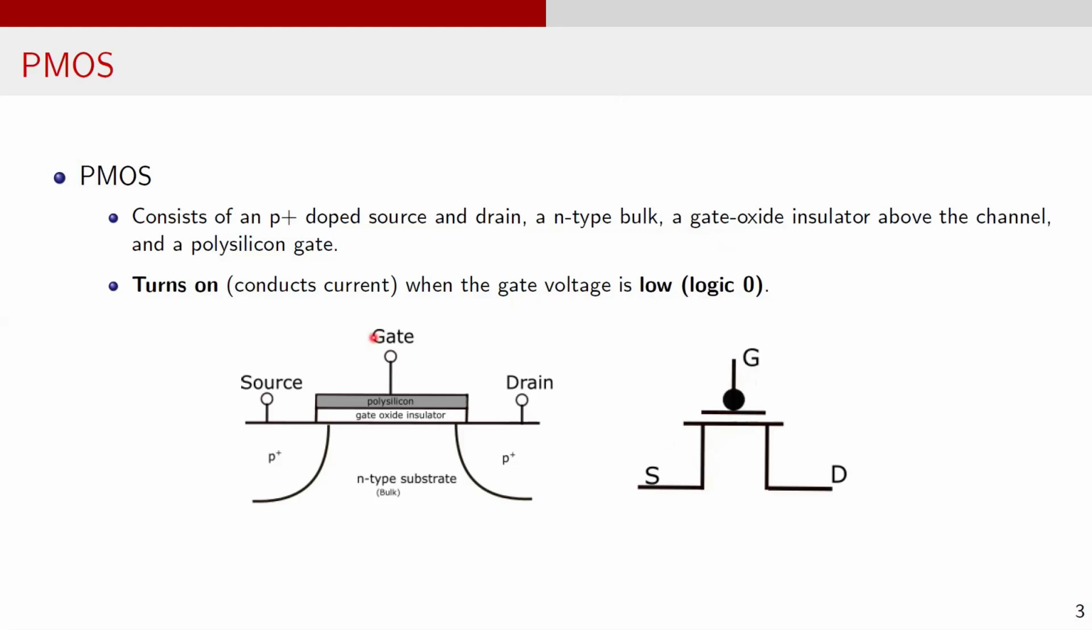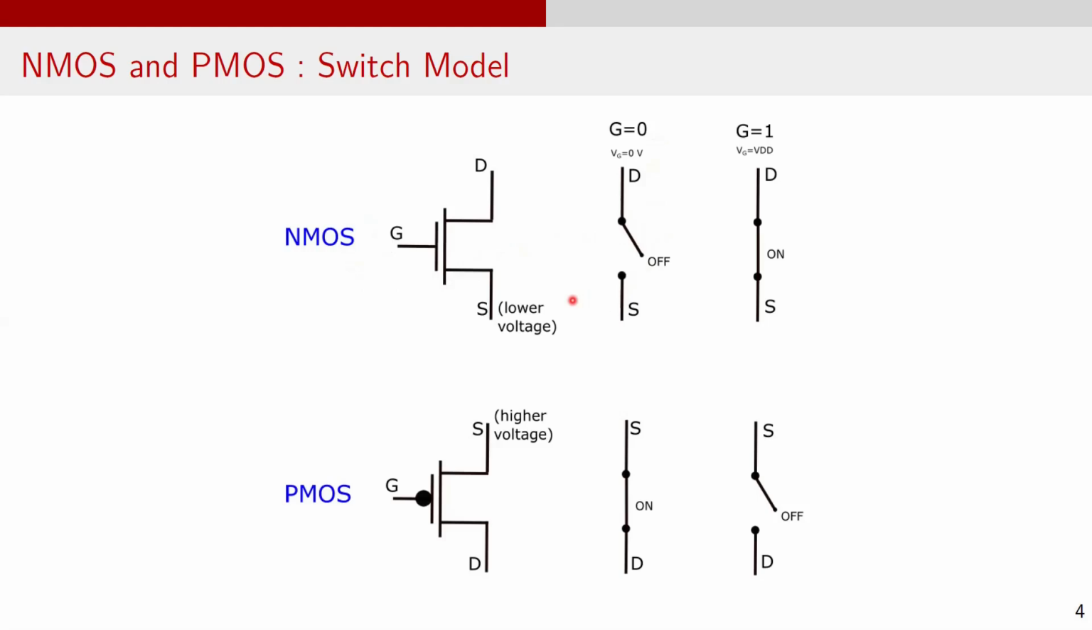The PMOS transistor consists of P plus doped source and drain regions, N-type substrate, gate oxide insulator, and a polysilicon gate. This is the symbol for PMOS transistor. In operation, the PMOS turns on or conducts current when the gate voltage is 0. In operation, the NMOS and PMOS transistors work like a switch.